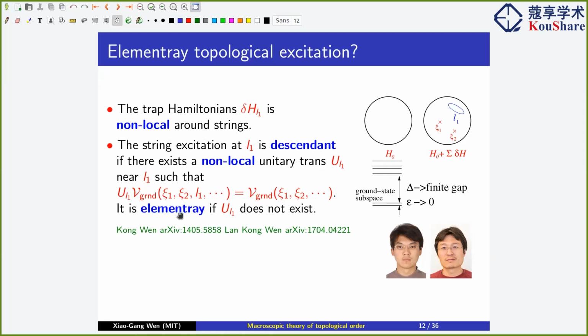We define elementary or descendant. Something is descendant if we can use a non-local Hamiltonian to deform it to trivial, to deform it to nothing. And elementary means that there is no such non-local Hamiltonian. Even for non-local deformation, we cannot deform it away. Okay, so why do we go through this? It seems very complicated, but unfortunately, this is necessary.